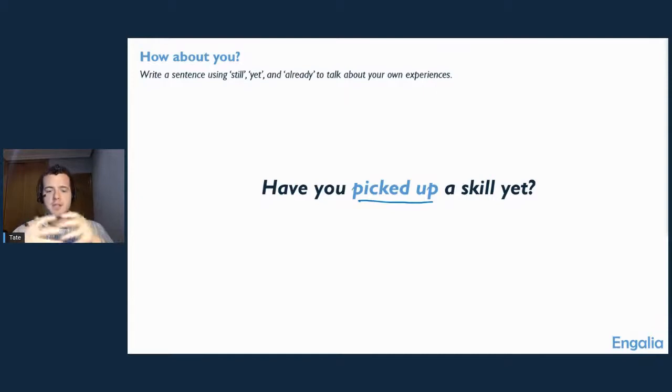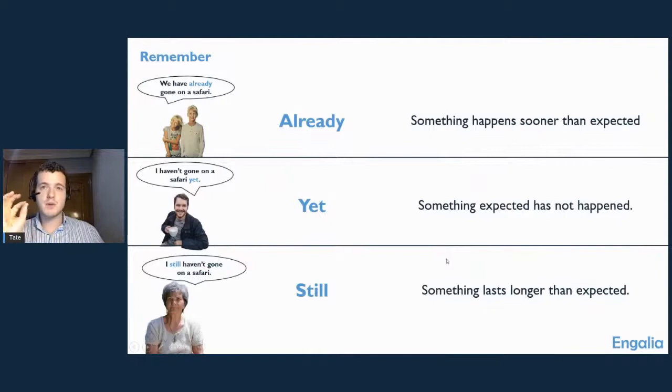So if you haven't typed this into the chat and you want to share, then you can always put this in the comments later. But very quickly, let's just review exactly what we have covered today. All right, so remember that what we've covered today, we have these expressions, already, yet, and still, that we can use with the present perfect tense. We said already is when something happens sooner than expected. It happens before we expect it to happen. Yet is when we expect something and it has not happened, right? So we expect it in the future though.